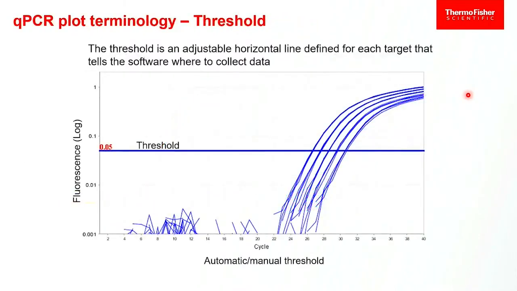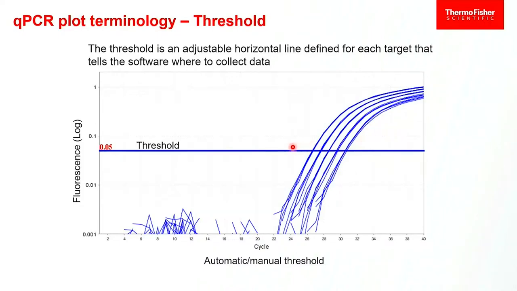So what is, I've said the word before, but what is this threshold? We're trying to quantify how much we made, but we need a set point to collect that data. For all of these different samples that we have, each one of these groups is a different concentration. We need to set where we're going to collect that data and be consistent for the whole experiment. We do that by setting this threshold.